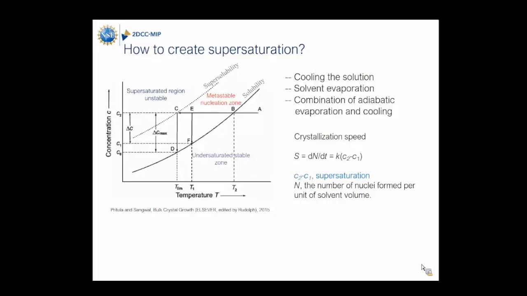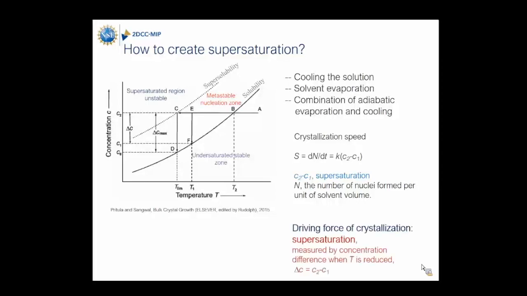The crystallization speed actually depends on the supersaturation. Supersaturation means the difference of solute concentration. If you start from A and decrease temperature from T1 to T2, the concentration will have a difference between C2 and C1. Crystallization speed is proportional to that supersaturation. Here M represents the number of nuclei formed per unit of solvent volume.